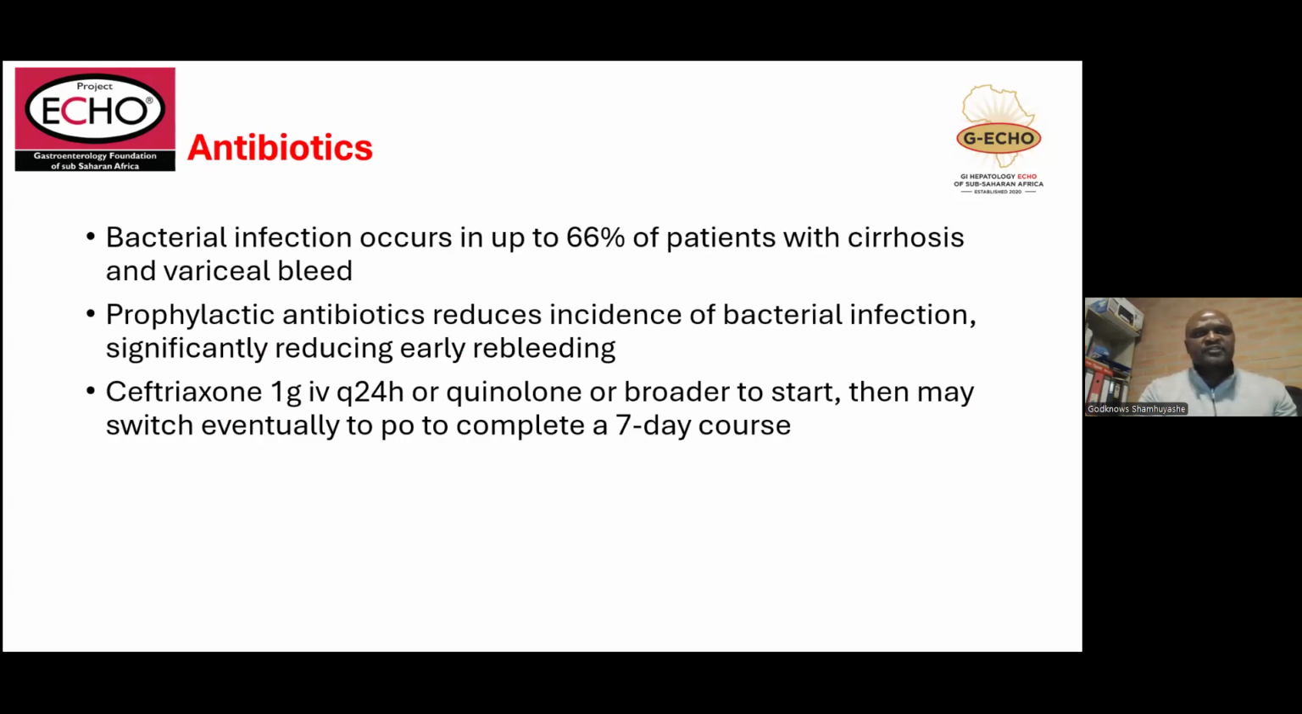Antibiotics: bacterial infections occur in about 66% of patients with cirrhosis and variceal bleed. So the use of prophylactic antibiotics reduces the incidence of bacterial infections and also significantly reduces early rebleeding. We can use ceftriaxone or a quinolone, which you may taper to a 7-day oral course.